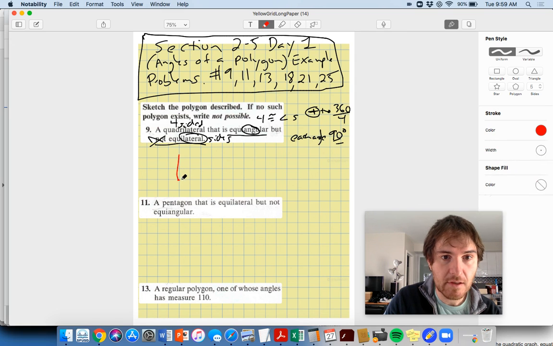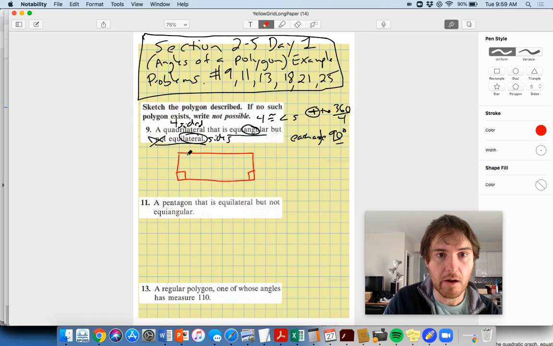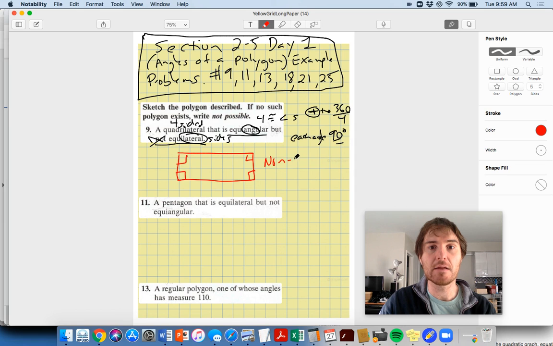Something like this. Boom, boom, boom. What kind of shape is that? What am I trying to draw? Right angle there, right angle there, right angle there, right angle there. So I'm going to go with a non-square rectangle. There's my answer right there.